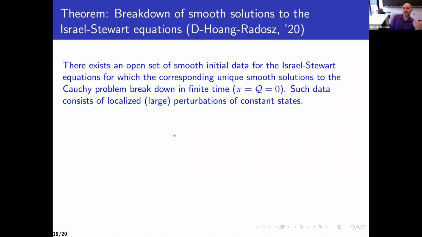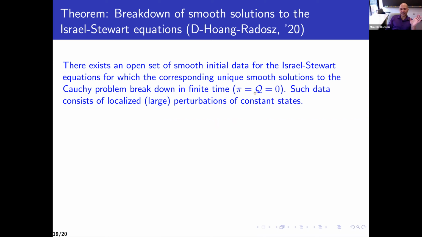There exists an open set of smooth initial data for the Israel-Stewart equations, for which the corresponding unique smooth solutions to the Cauchy problem break down in finite time. Such data consists of localized perturbations of constant states. So they are localized perturbations, but they are large perturbations. Okay.